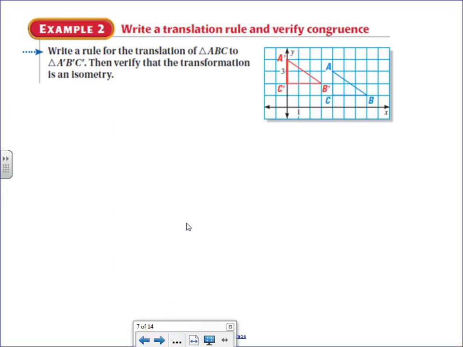So now let's write a translation rule for this and verify that it is a translation, that it's an isometry. Isometry, remember, means the same thing as rigid transformation, the same thing as congruence transformation. Okay, so see if you can write the rule in coordinate notation and verify if it is indeed congruent. Pause it and resume when you're ready.